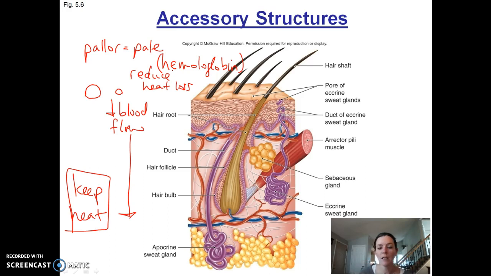Just as a side note about that, remember that if you have a lot of melanin in the skin, melanin is really going to take priority in terms of color, so you're not going to notice this issue of pallor as much in somebody that has a higher concentration of melanin in their skin.